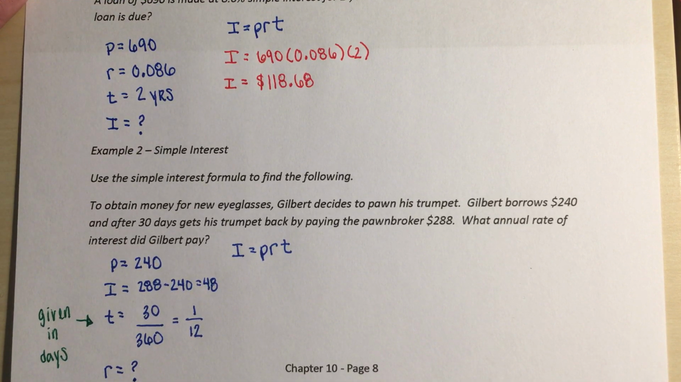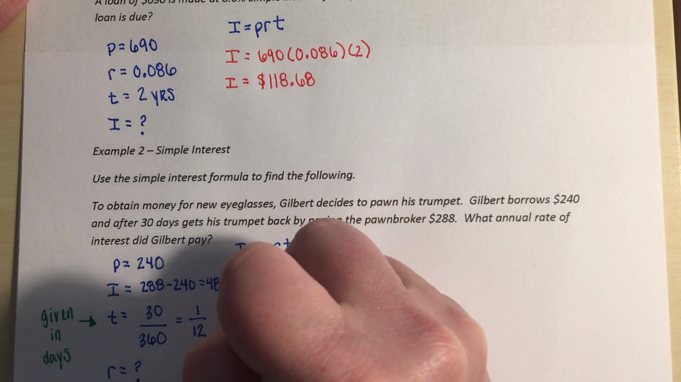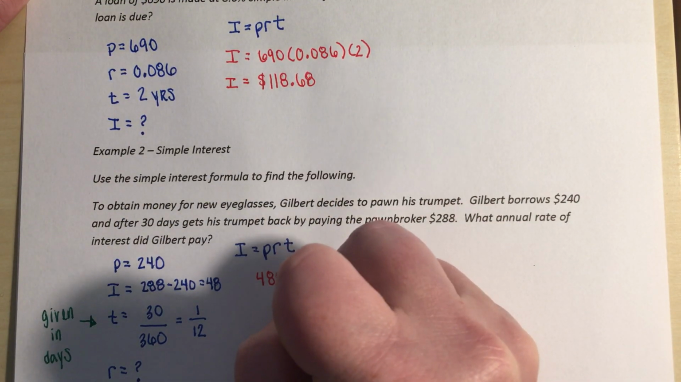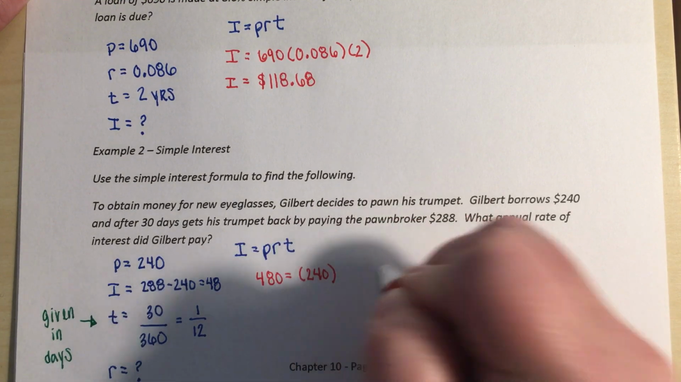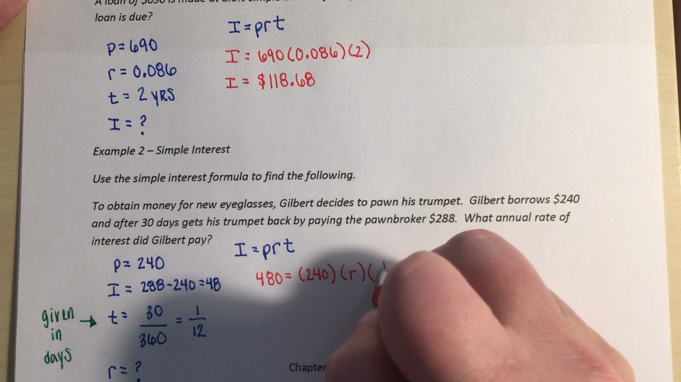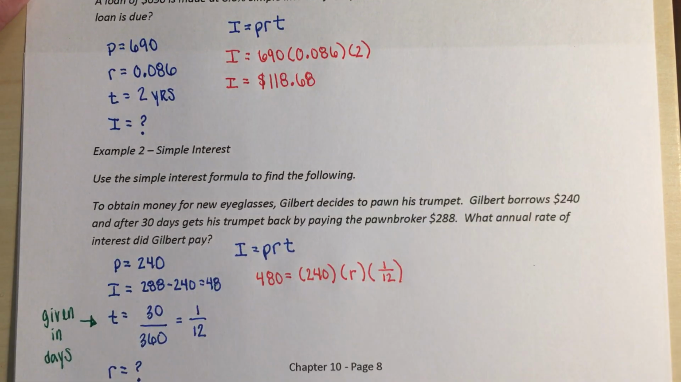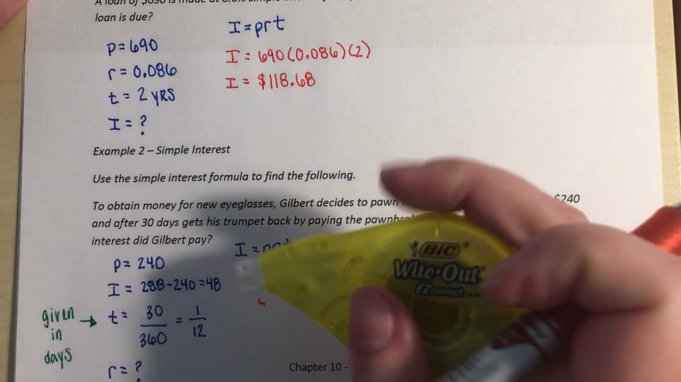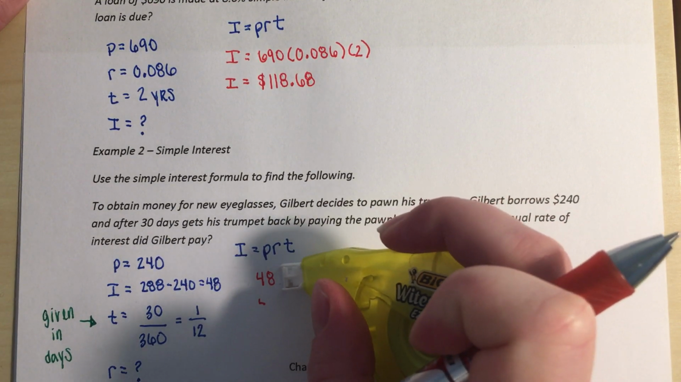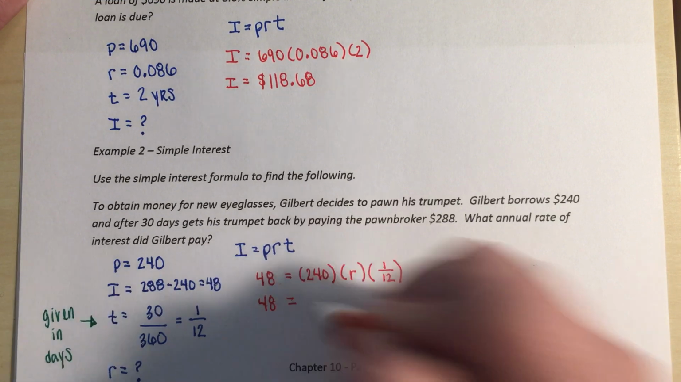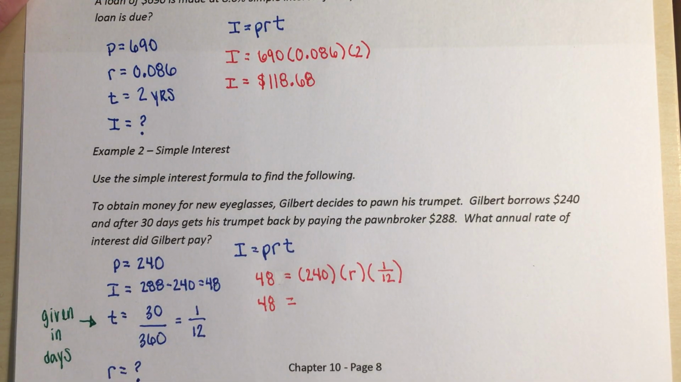So we're going to plug these values in. So 480 equals our principal, which is 240, times R, which we don't know, times T, which is 1/12. Excuse me, that shouldn't be 480, that should just be 48. I added an extra 0 on there accidentally. So 48, because that's our amount of interest.